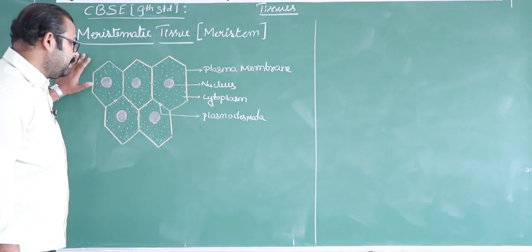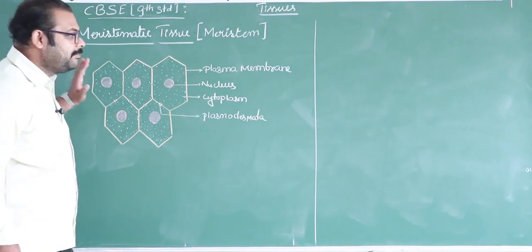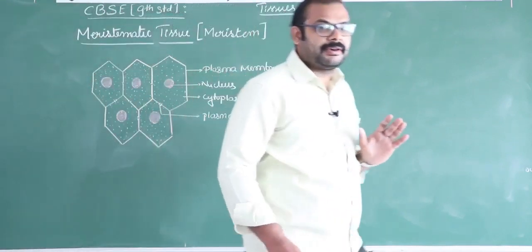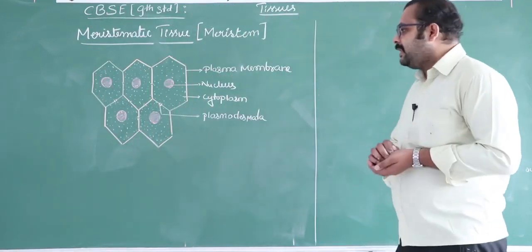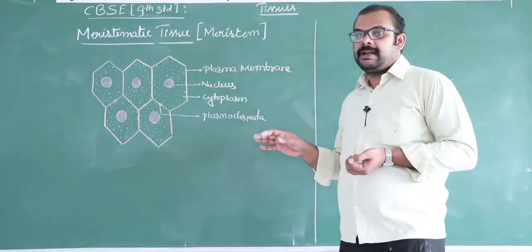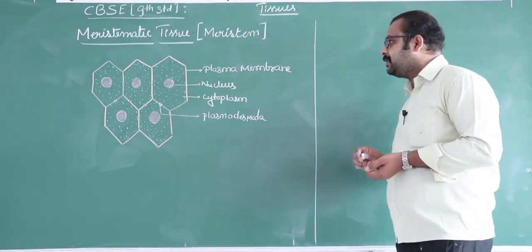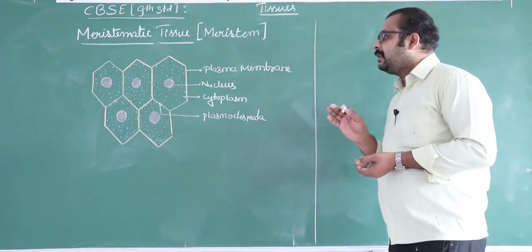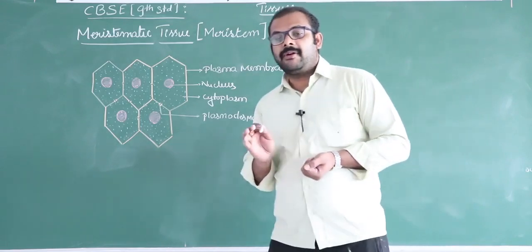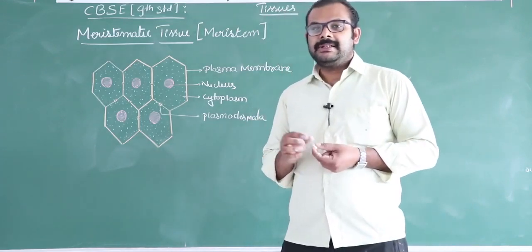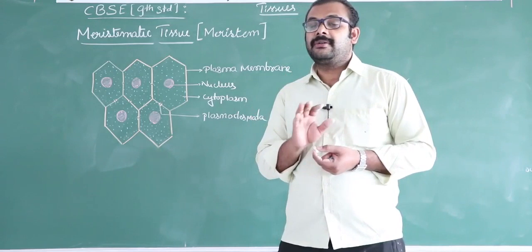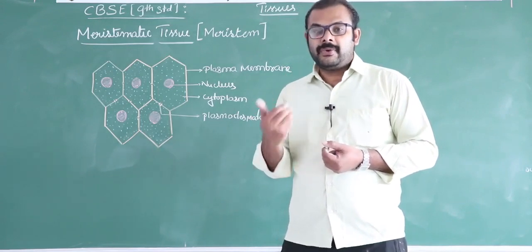Now coming to meristematic tissue. Meristematic tissue is also called meristem. Then let's see where this meristematic tissue is located in the plant body. Meristematic tissue consists of young embryonic cells, which means they are immature cells that have not grown up, so they are growing cells.